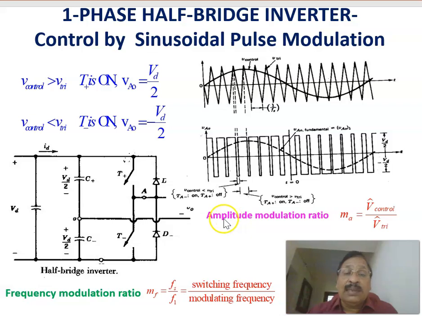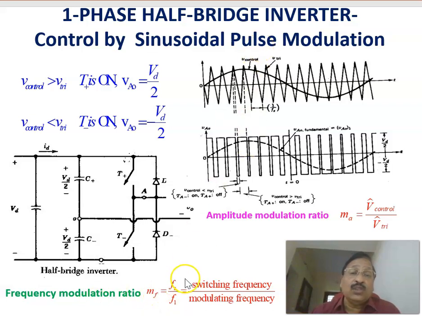There are two terms to be explained. One we call amplitude modulation index, MA, which is the ratio of the maximum value of this control voltage, or modulating signal, that is the peak value, divided by the peak value of the triangular signal, the peak value of the carrier, called VTRI. That ratio is the amplitude modulation index, MA. Another parameter is MF, the frequency modulation index. That is the ratio of the switching frequency, this one here, divided by the modulating signal frequency. That ratio is the frequency modulation index, MF.